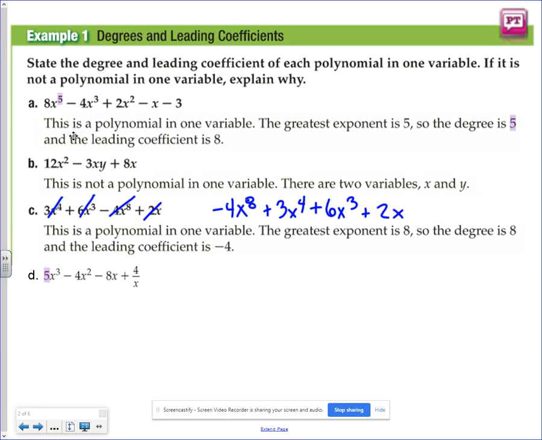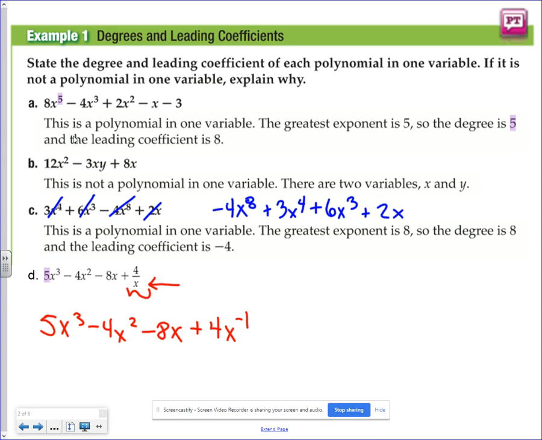The reason D is not a leading coefficient in one variable is right here. Look where the x is located. The x is located in the denominator of the fraction. So think about when we learned about exponent rules. How can you get a power in the denominator? Well, if I rewrite this as 5x cubed minus 4x squared minus 8x, I can rewrite my last term as 4 times x to the -1.